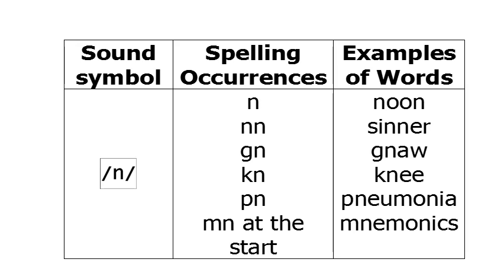This sound is pronounced n. It can be got from letters N, NN, GN, KN, PN, and MN at the beginning of a word. So we can have noon, sinner, gnaw, knee, pneumonia, mnemonics.